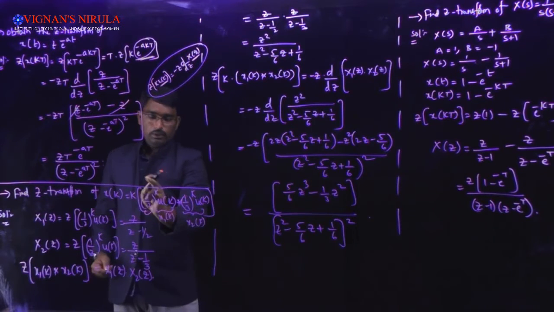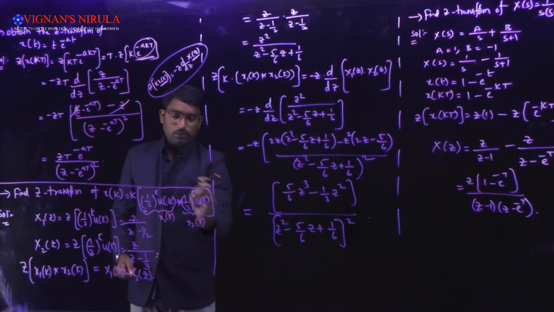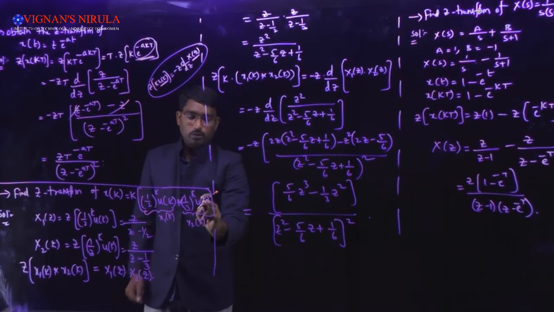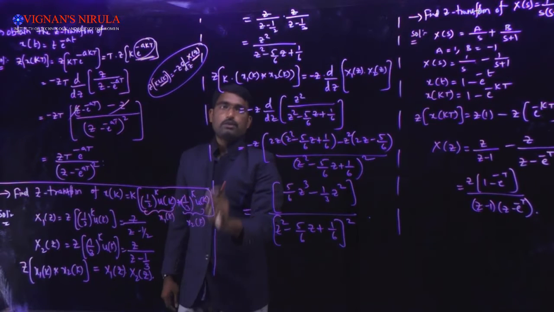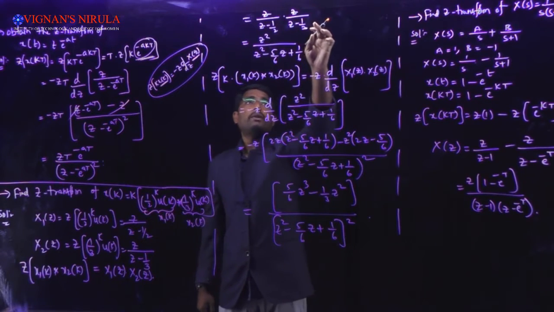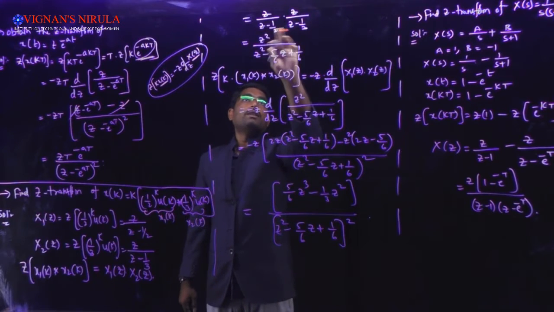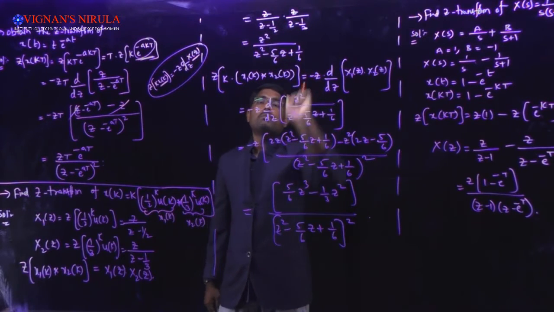So we can obtain the Z transform for 1 by 2 whole power k into u of k convolution 1 by 3 whole power k into u of k as simply X1 of z into X2 of z. By simplifying this, multiplying these two, we get z square by z square minus 5 by 6 z plus 1 by 6.